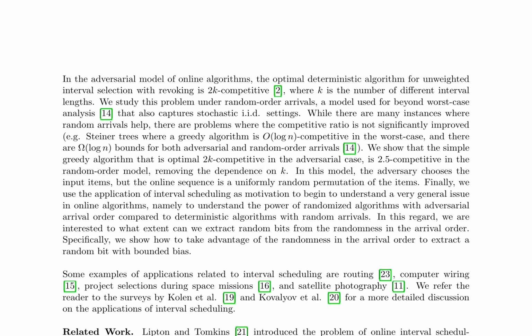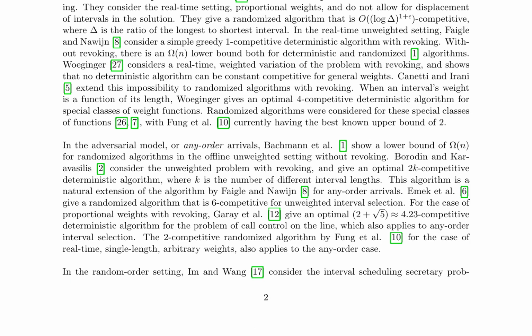The paper also discusses the application of interval scheduling in various fields such as routing, computer wiring, project selections during space missions, and satellite photography. It provides an overview of related work in the field, including studies by Lipton and Tompkins, Faigle and Nawijn, Woginger, Canetti and Irani, Fung et al., Bachmann et al., Borodin and Karavasilis, Emek et al., Garay et al., and Im and Wang. The paper highlights the importance of understanding the power of randomized algorithms with adversarial arrival order compared to deterministic algorithms with random arrivals.